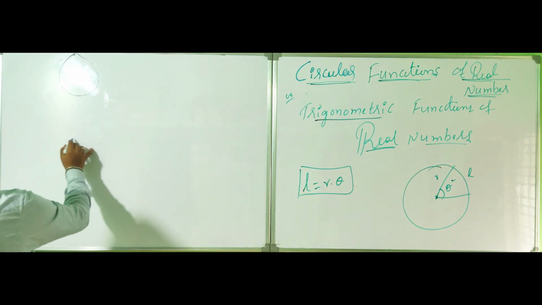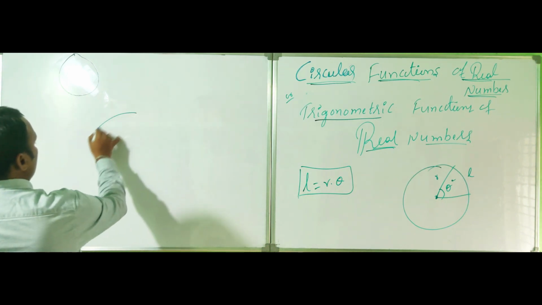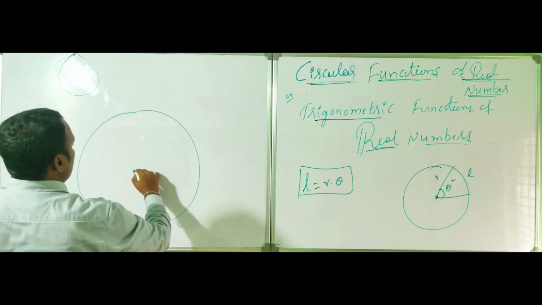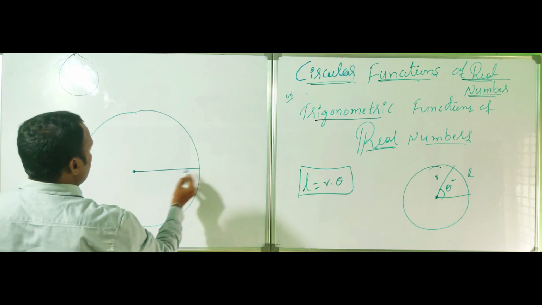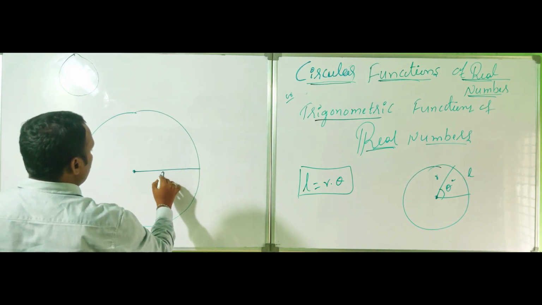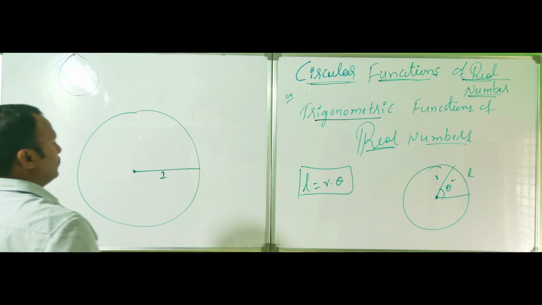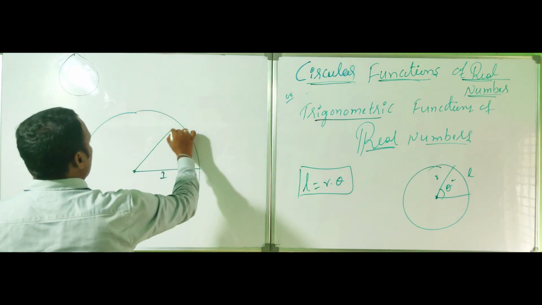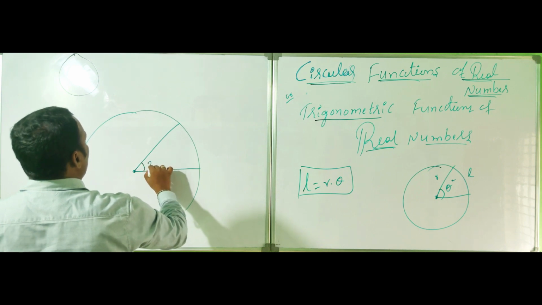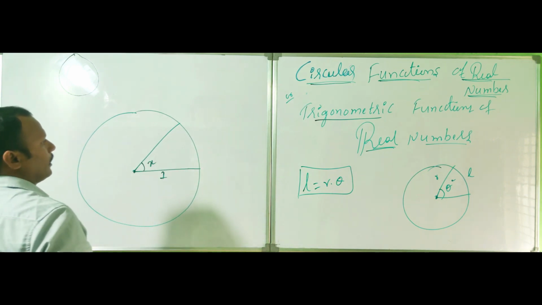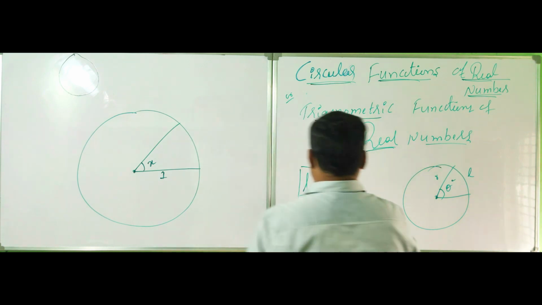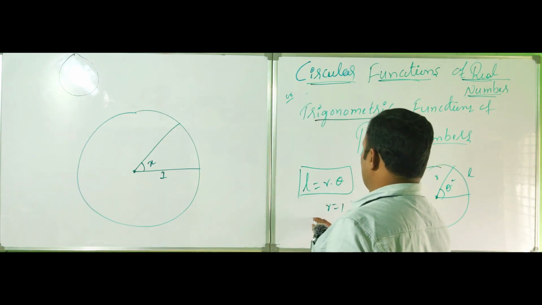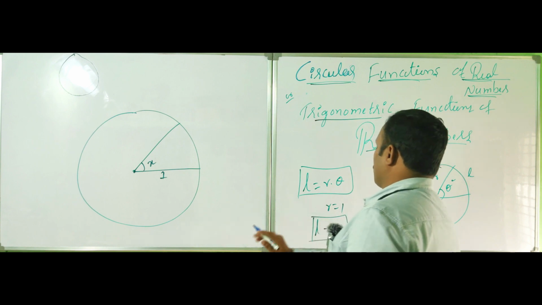Similarly, let's consider r is equal to 1, a unit circle. Then I am considering this as x. See here, if r is equal to 1, L becomes theta. This is the fundamental concept.